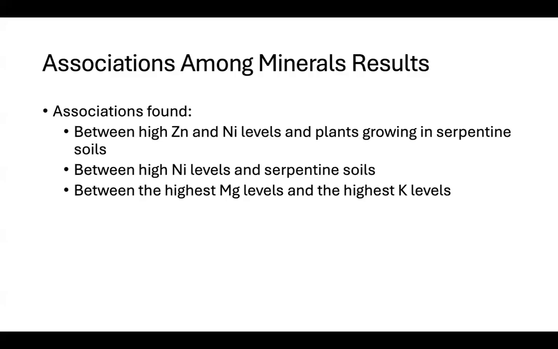A few associations were found using this algorithm, most notably those between high zinc and nickel levels and plants growing in serpentine soils, between high nickel levels and serpentine soils, and between the highest magnesium levels and the highest potassium levels.